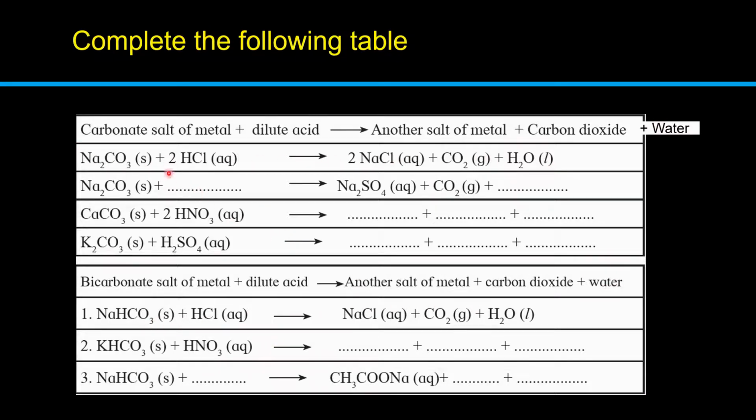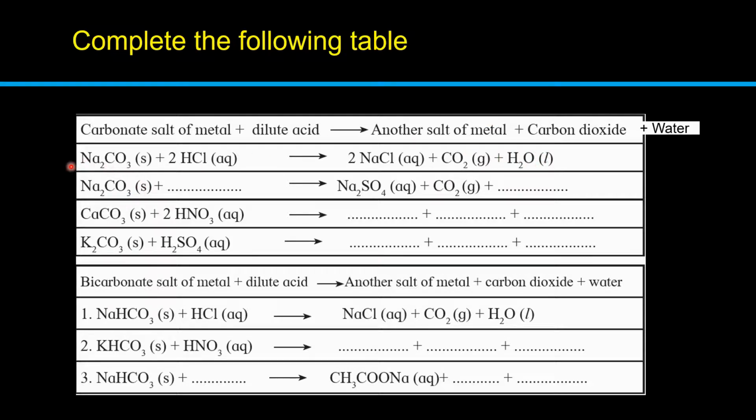You can see sodium carbonate. This is carbonate salt of metal sodium. With dilute acid, it forms another salt of metal. So here it is sodium chloride, and carbon dioxide gas is evolved along with water. Shall we see the second reaction, children?